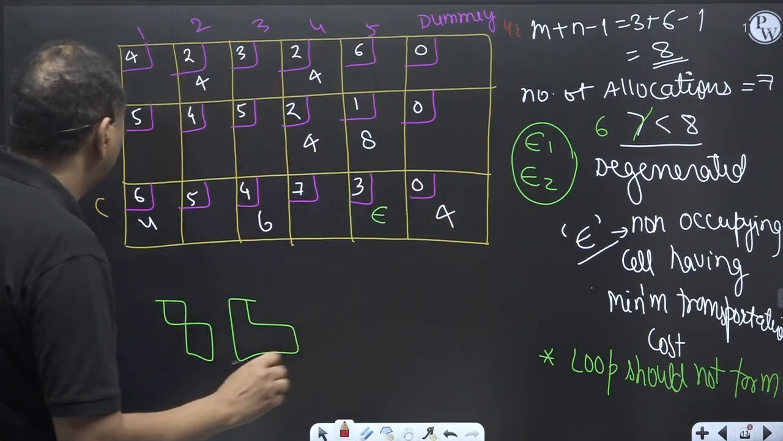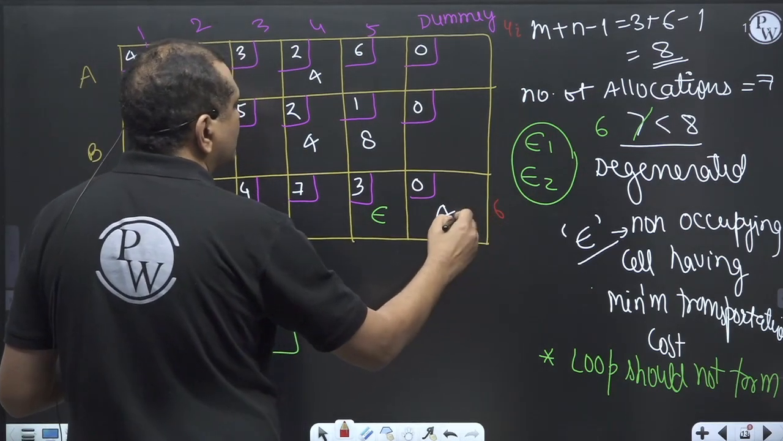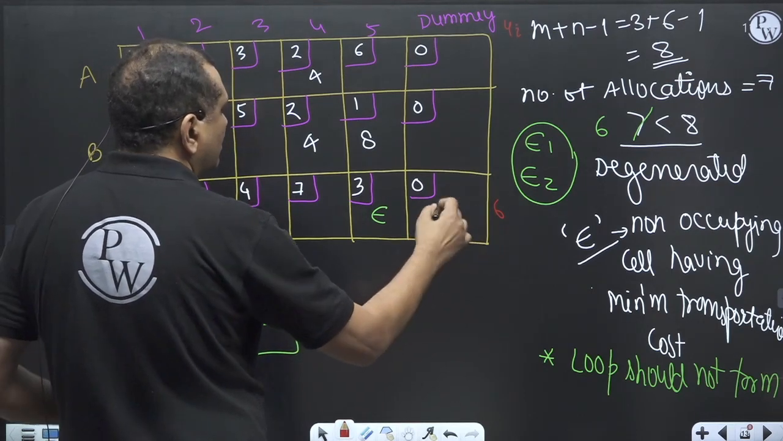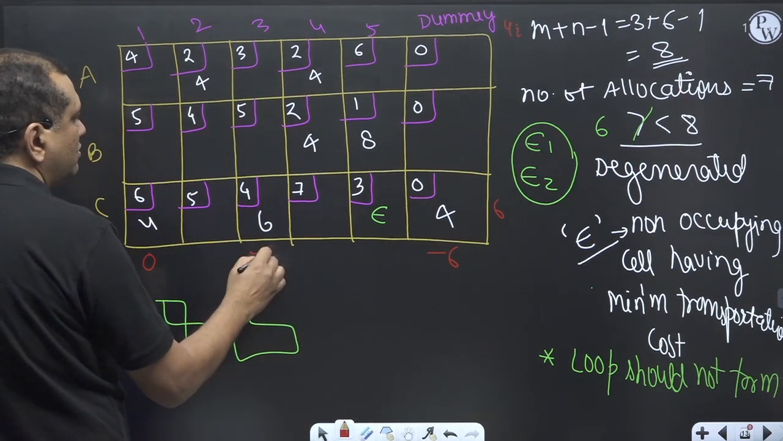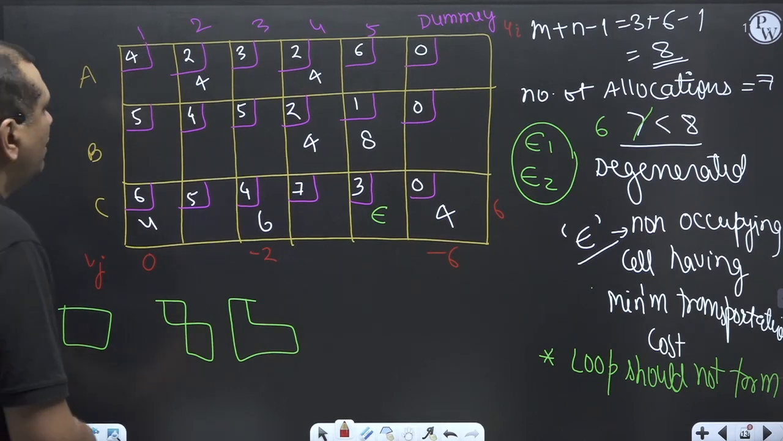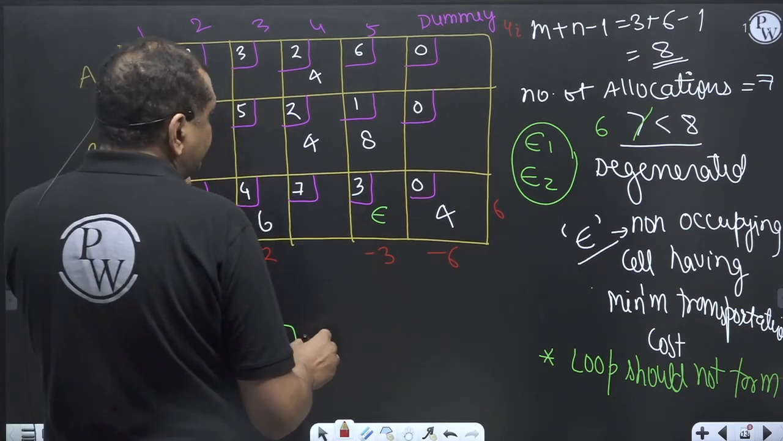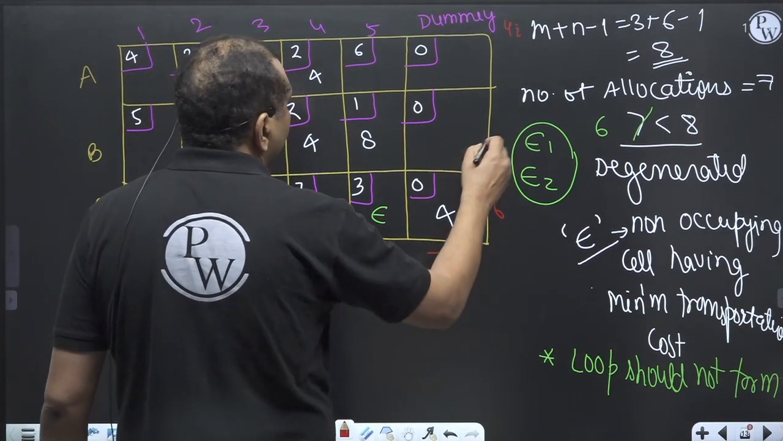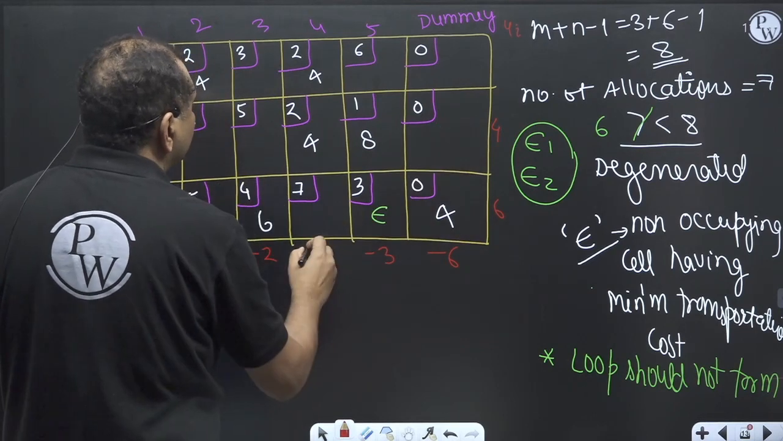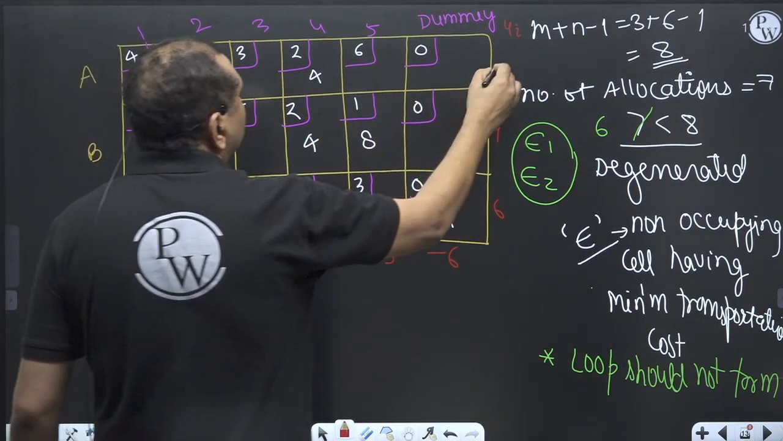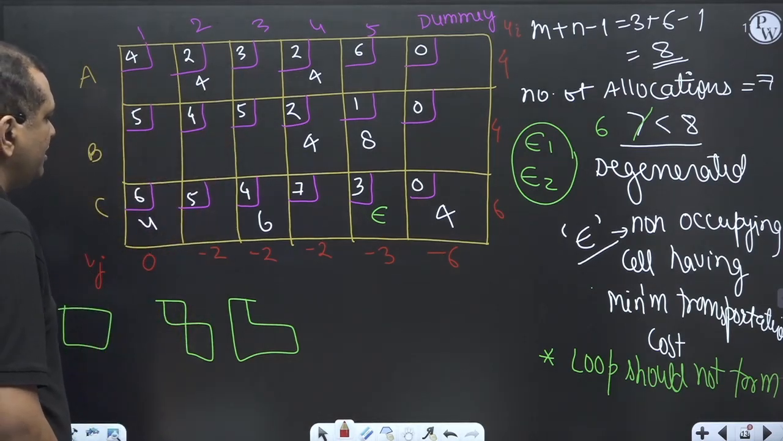Now calculate the water values, Ui and Vj. Let us take this as 0, 6, minus 6, minus 2. So all Ui and Vj's we have got.